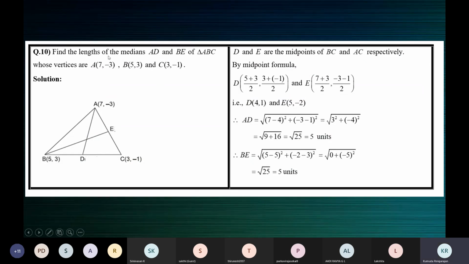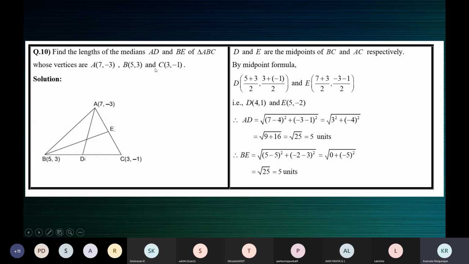Okay, so here, find the lengths of the medians AD and BE. You can see the figure here. This is a triangle ABC, with vertex A (7, -3), vertex B (5, 3), vertex C (3, -1). AD and BE are medians. That means D is the midpoint of BC, and E is the midpoint of AC.